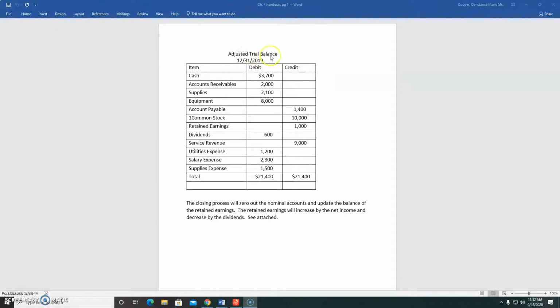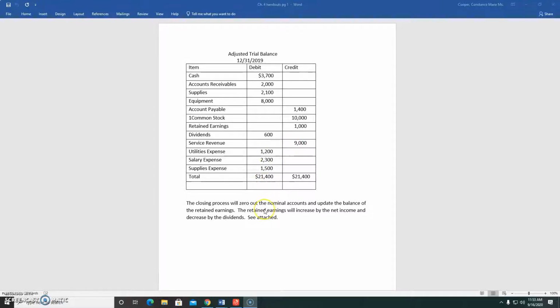We're going to start with the adjusted trial balance, which is where we ended with Chapter 3. The adjusted trial balance has the debits and credits from all the transactions that the company has completed over the accounting period. What we have to do with the closing process is close out the nominal accounts, which are the dividends, revenue, and expense accounts.